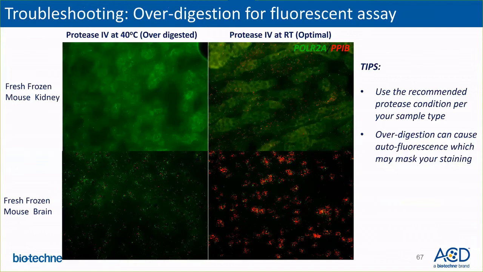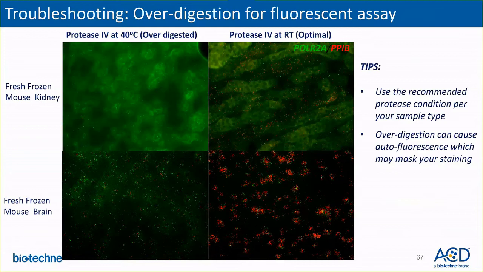For those that use fresh frozen samples, the images here display how protease pretreatment can affect RNAscope signal quality. With the mouse kidney sample shown in the top panels, you can see there is quite a bit of tissue autofluorescence. But when the sample is appropriately digested using protease 4 at room temperature for 30 minutes, distinct green and red dots can be observed with the control probes.